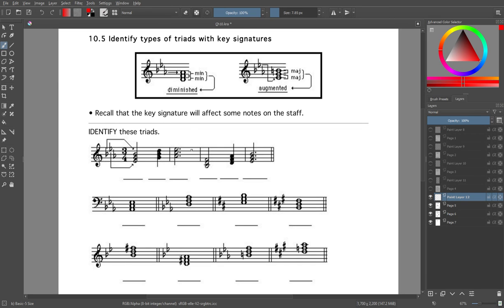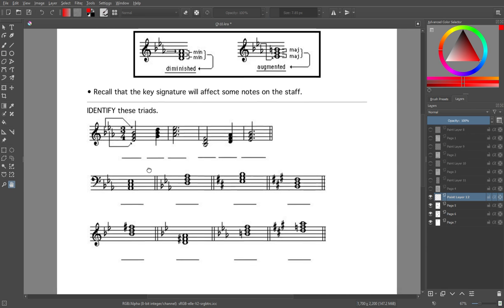Okay, we are now at 10.5. We're going to identify types of triads with key signatures this time. So the accidentals will not be directly on the notes themselves, they'll be in the key signature, and we'll just have to figure it out that way. We have to remember that the key signature is going to affect the notes on the staff.